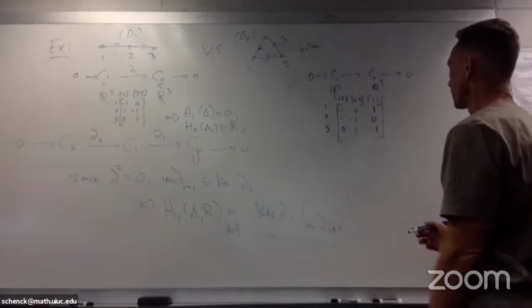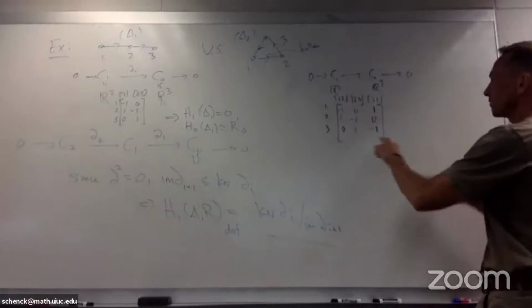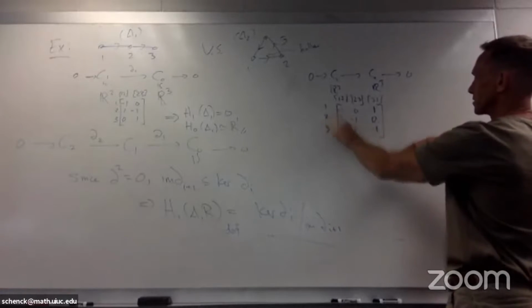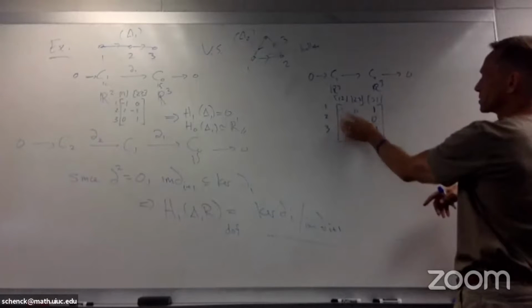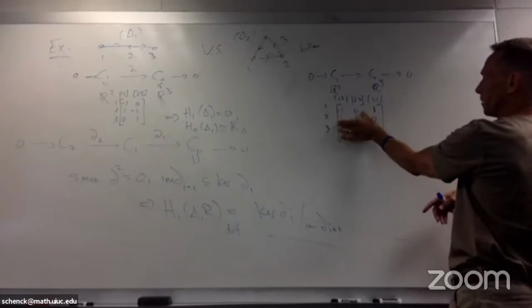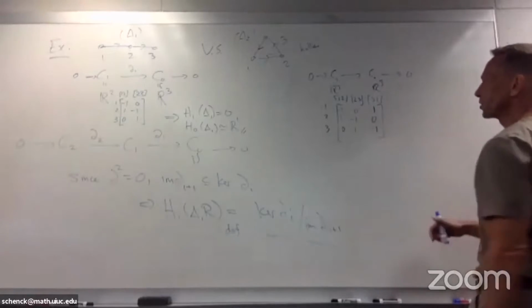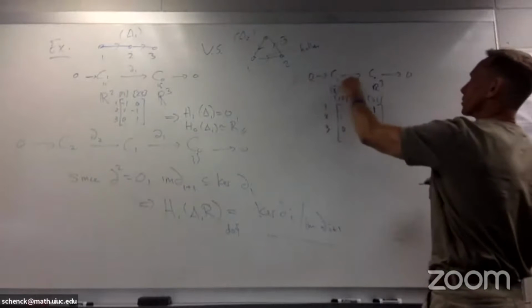And now we compute the homology. This time we can see that if I add all these three rows together, I get 0, 0, 0. It clearly has rank 2 because this determinant right here is 1. And so this map has rank 2, so it has a kernel. The kernel of this, since the image is 0, is one-dimensional.